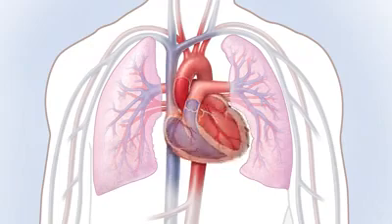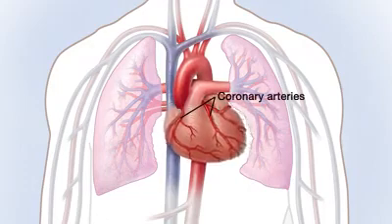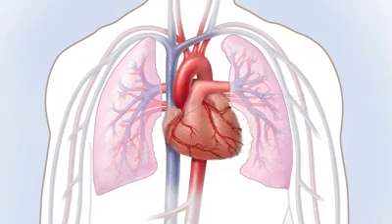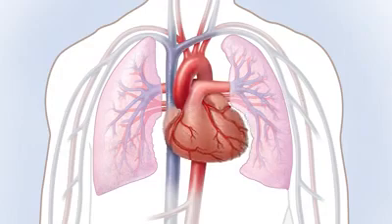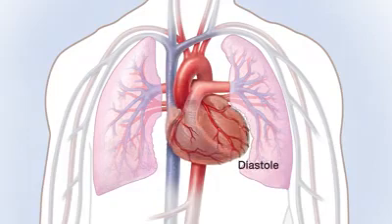Your heart is nourished by blood too. Oxygen-rich blood is delivered by coronary arteries that extend over the surface of your heart. A beating heart contracts and relaxes. Contraction is called systole, and relaxation is called diastole.